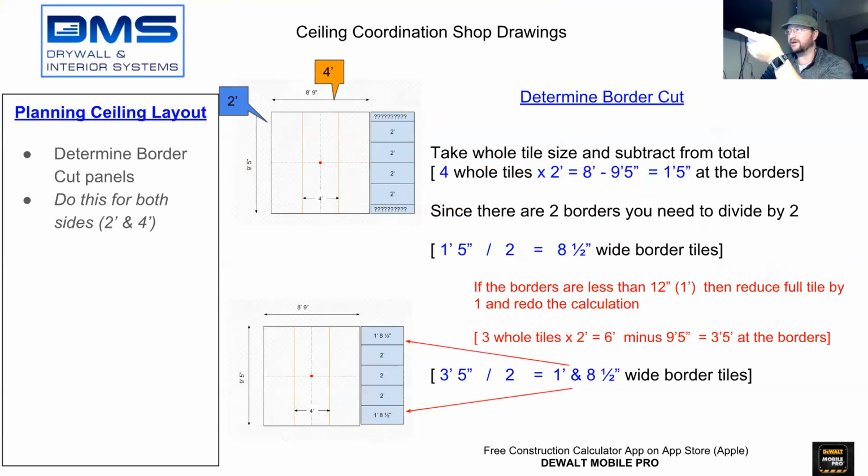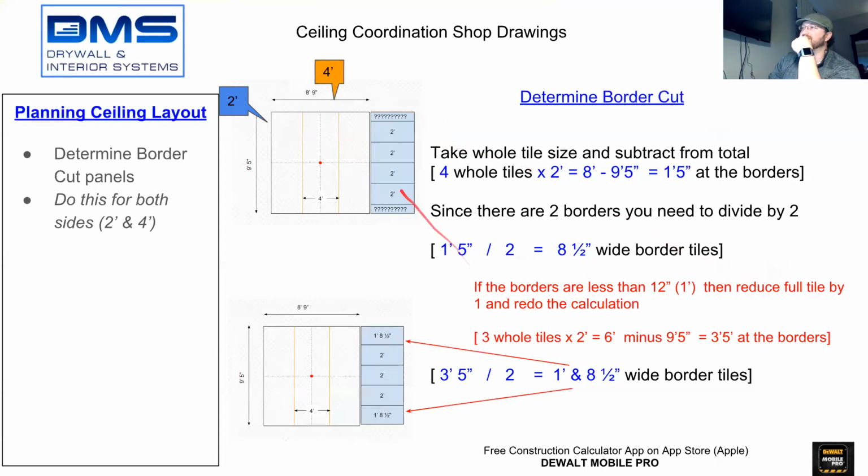If the borders are less than 12 inches, or said another way, less than 1 foot, then what you do is you reduce by 1 full tile and you redo the calculation. Because 8.5 inches is too small of a cut, you would prefer to have a wider tile, which means less labor for installing the grid system, and it gives you a longer full tile length to fit inside of the space.